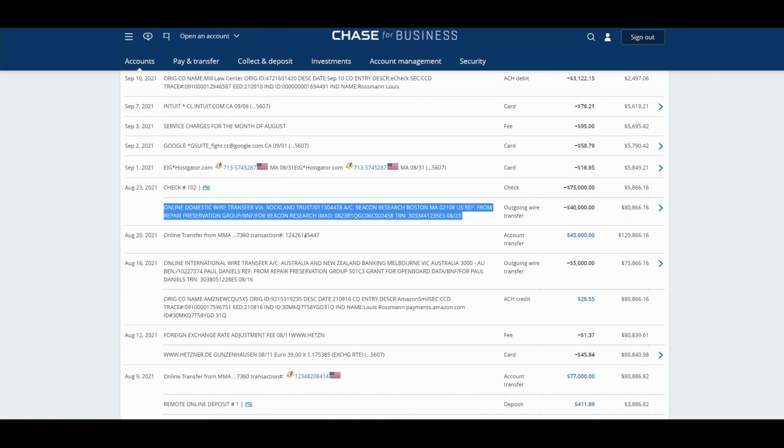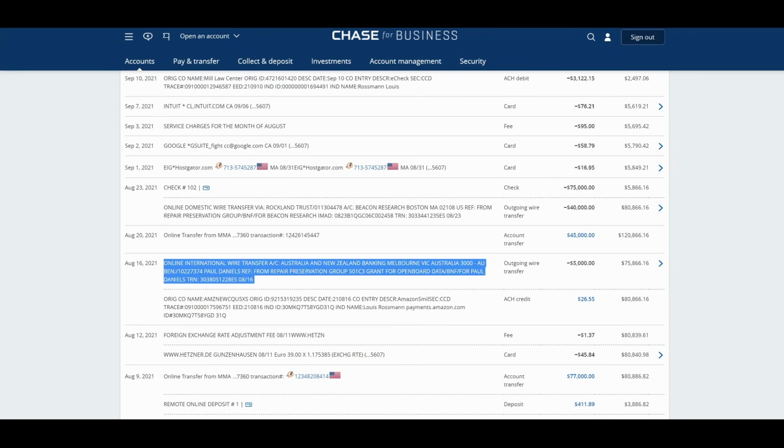Going over here, this was, again, a transfer from the savings account to here. This is a wire transfer to Paul Daniels in Australia. So Paul Daniels makes the board view software that many of you use. But one thing that he's producing that many of you may not be aware of is a database of readings on boards, known good boards.